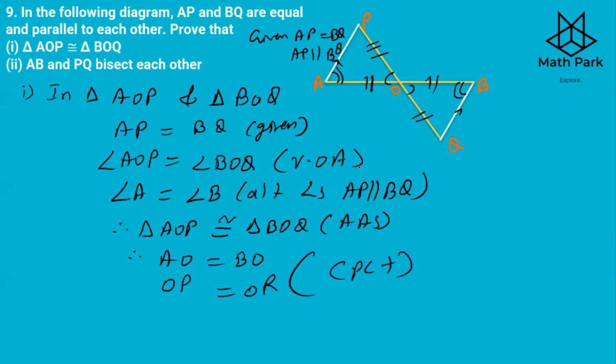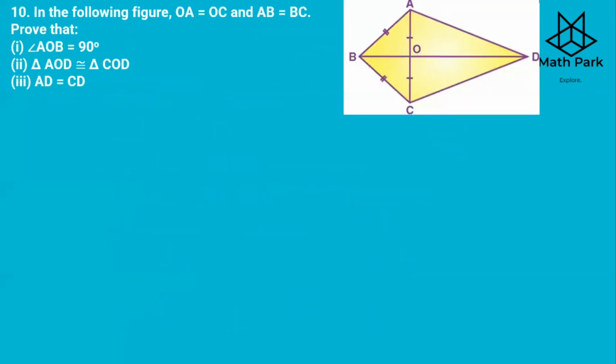And since you can see that the parts are equal, therefore you can say that AB and PQ bisect each other. AB and PQ bisect each other. They are making two equal parts of each other. Got it? And today's video, the last question we are doing now.